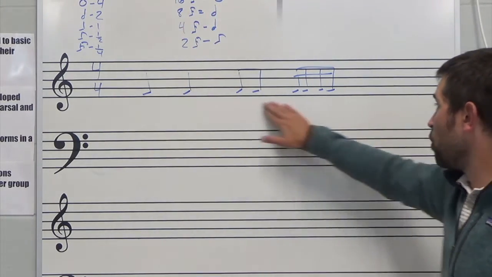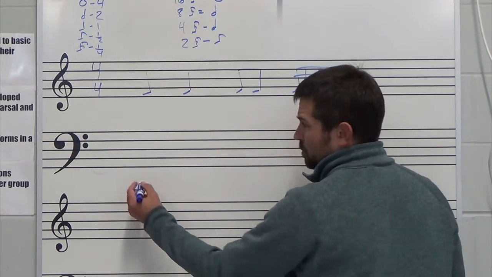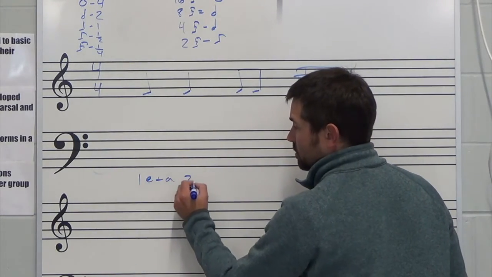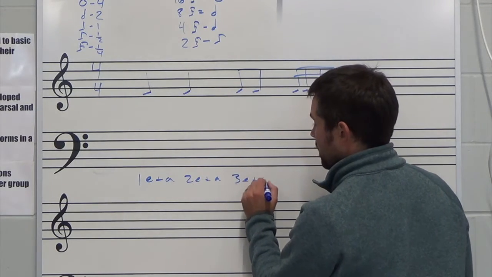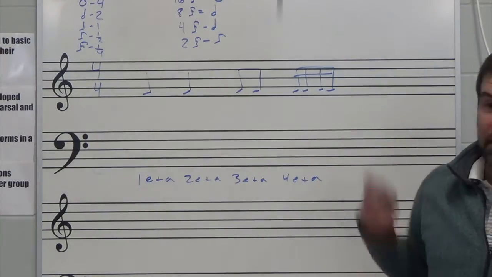So I'm going to count this whole measure by 16th notes. Remember, when we have 4/4 time, our 16th notes are going to be 1 e and a, 2 e and a, 3 e and a, 4 e and a. Those are all the 16th note subdivisions in this measure.